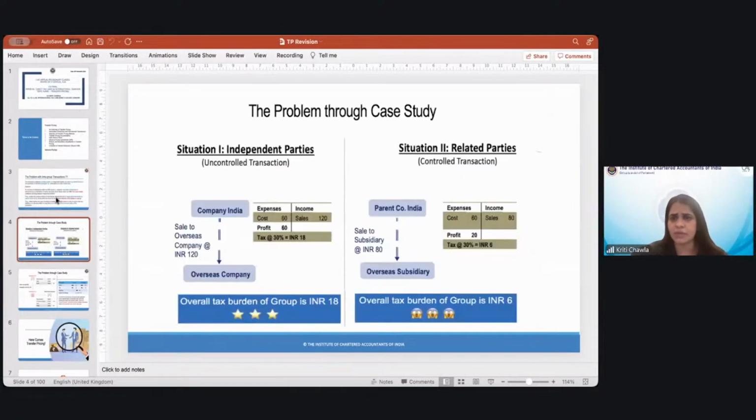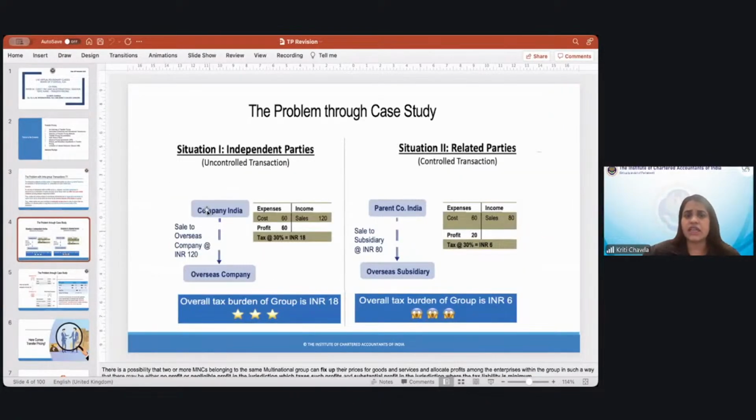So I'll give you an example. This is one of the examples. Let's look at situation one, which is on the left hand side of your screen. Let's talk about a company in India. This particular company in India is manufacturing something. Let's say they're manufacturing pens, and they are selling it to an overseas company. These two enterprises, the company in India and the company outside India, are not related to each other. What do I mean when they're not related to each other? Well, they're just random independent enterprises.